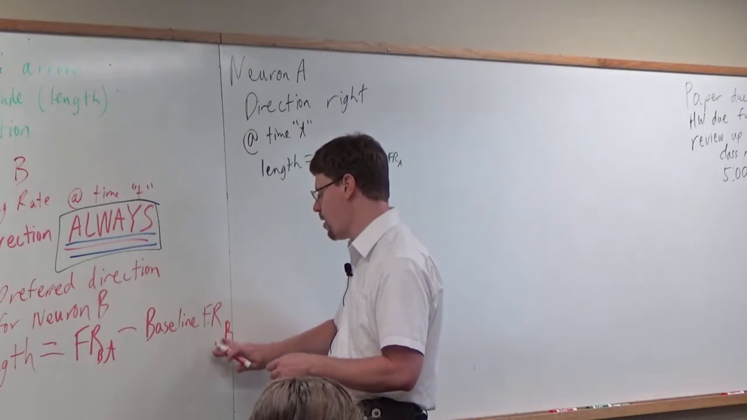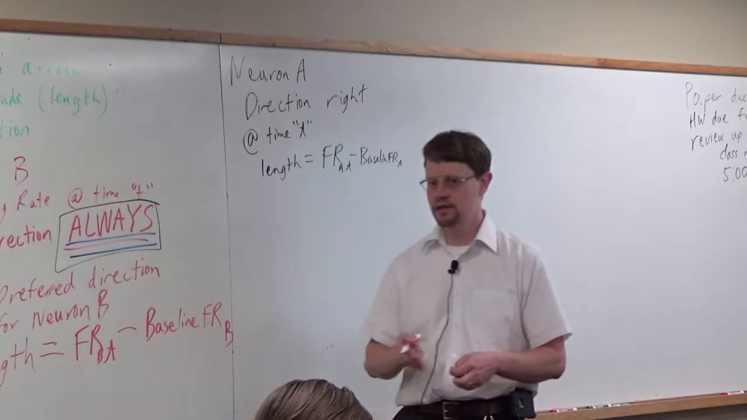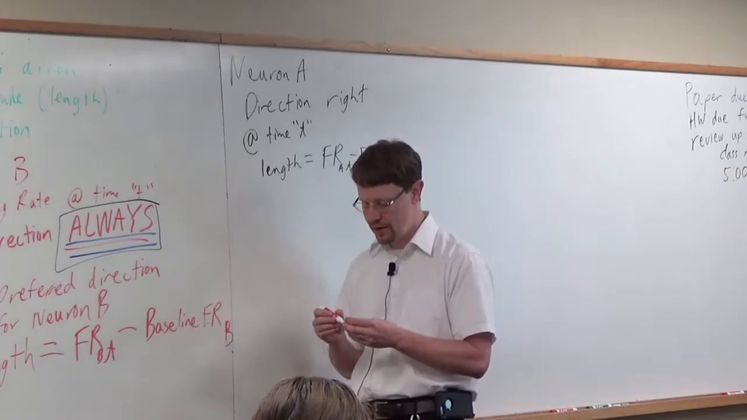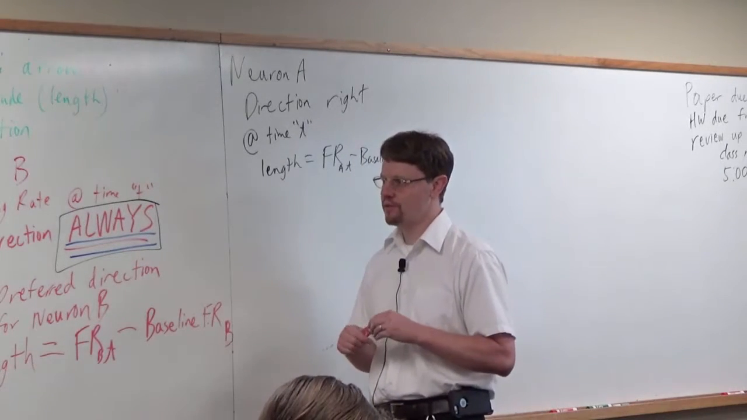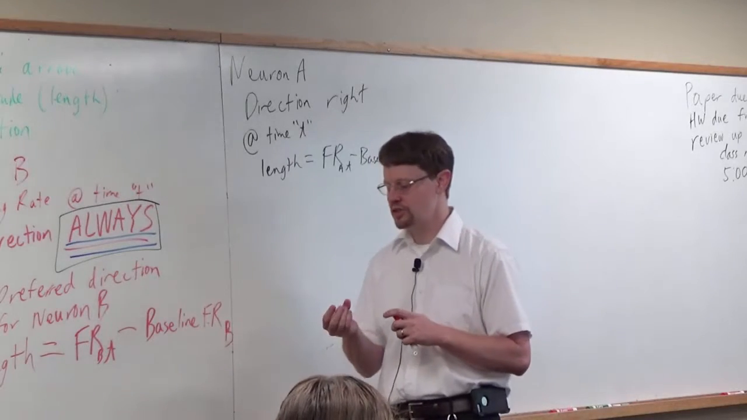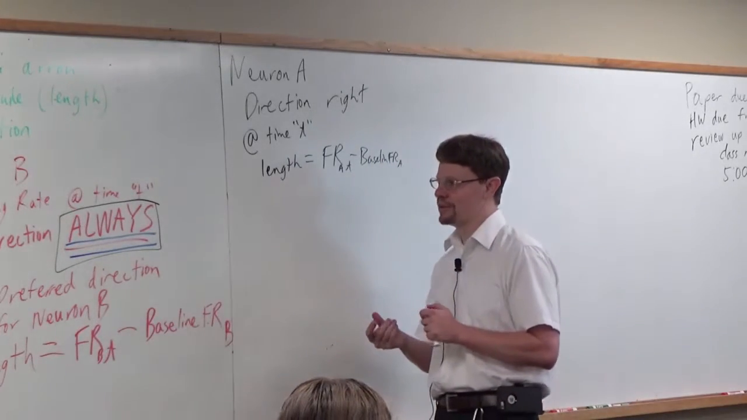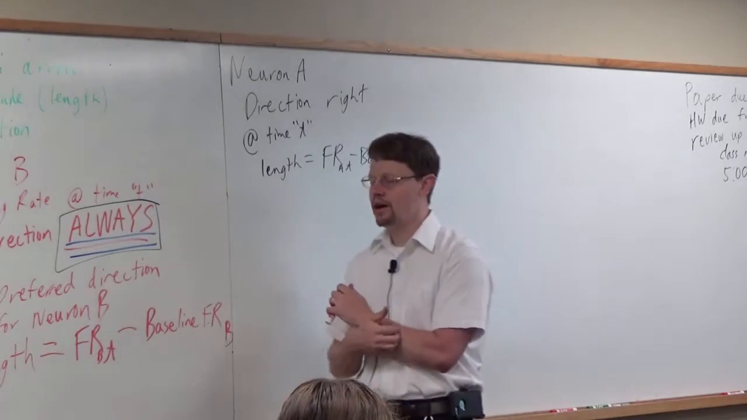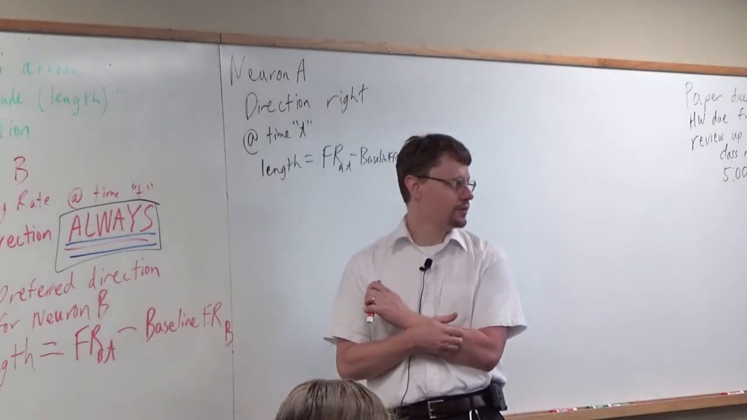For simplicity on problems, I always make the neurons interchangeable in terms of their baseline firing rate, because otherwise it just makes life more confusing. It just allows for errors without really much learning going on. So that's kind of what I prefer.